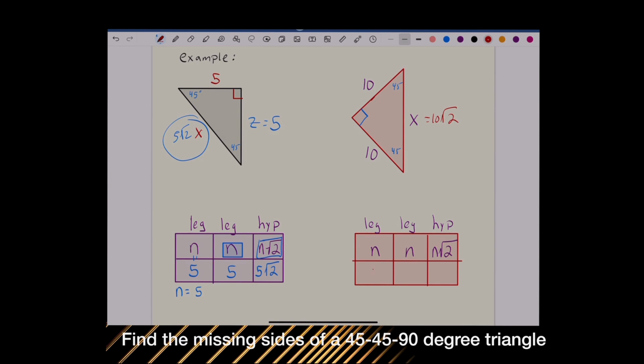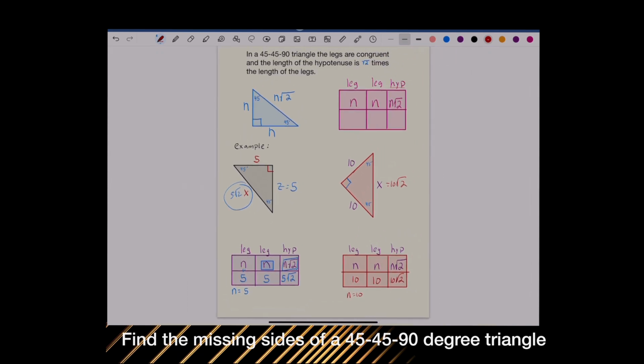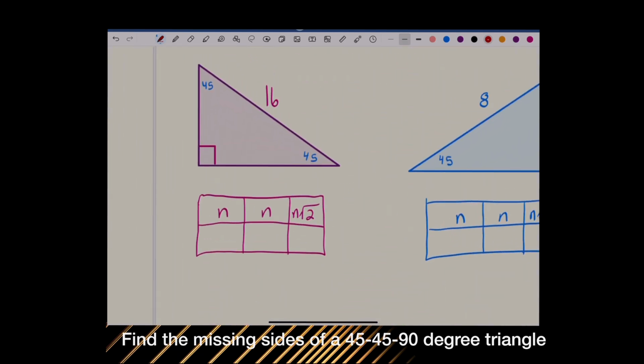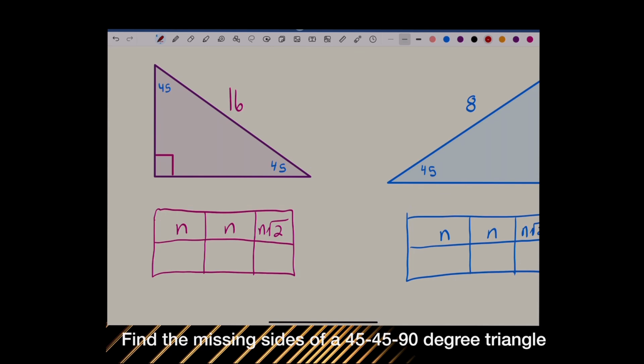But if you did, this is 10. So I can say that my n value is 10. So this column is n, so that's got to be 10. This has to be 10 times the square root of 2. And you're done. Pretty straightforward if you're given a leg in a 45, 45, 90. Where they get a little bit more complicated is when you're given the hypotenuse.